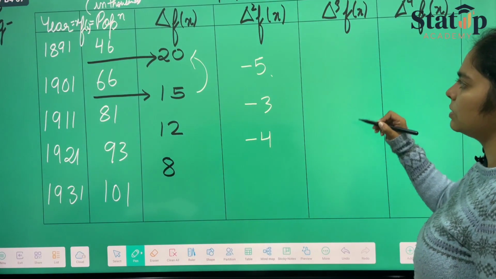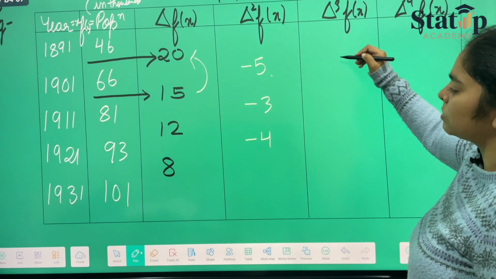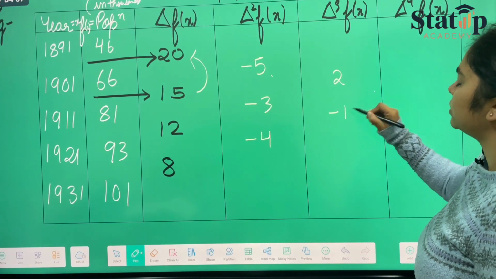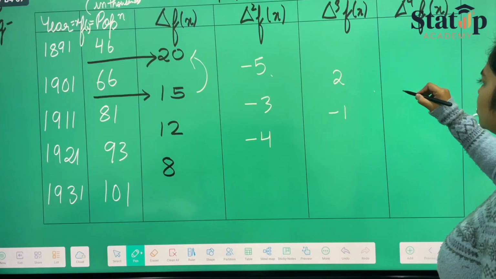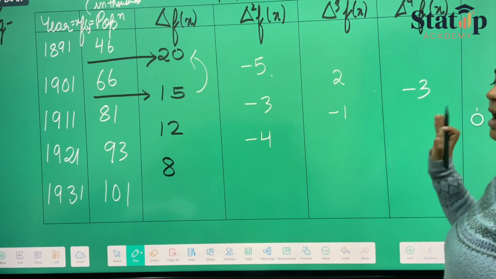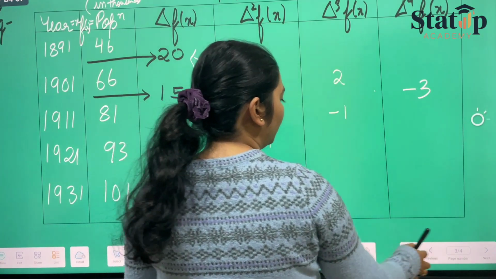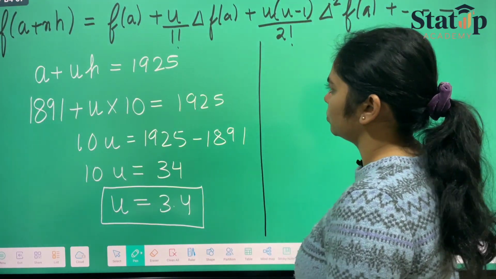Now if we again subtract it for delta cube, minus 3 minus minus 5 will be 2, minus 4 plus 3 will be minus 1, and here we'll get the final answer: minus 1 minus 2 will be minus 3, and furthermore we cannot do, so we'll stop here. Okay, now moving forward to putting our values here.